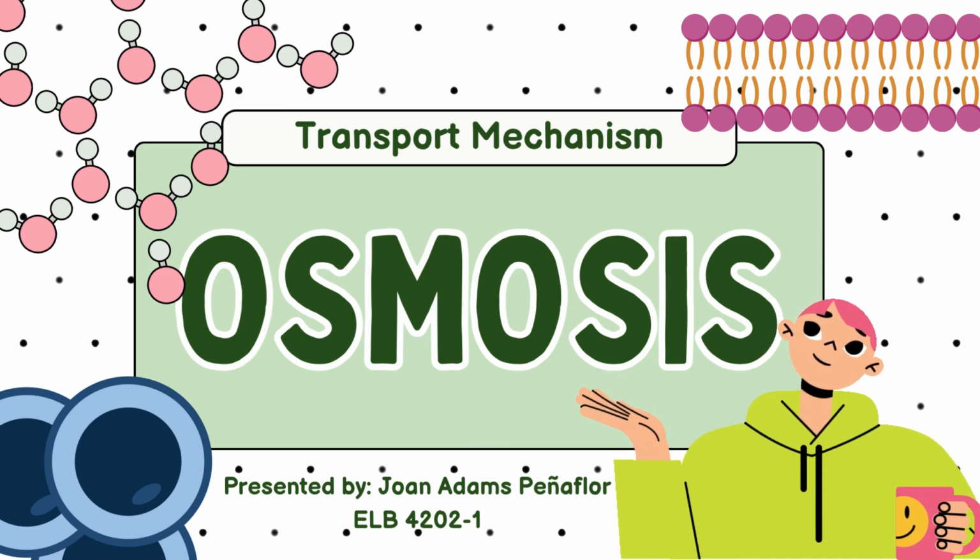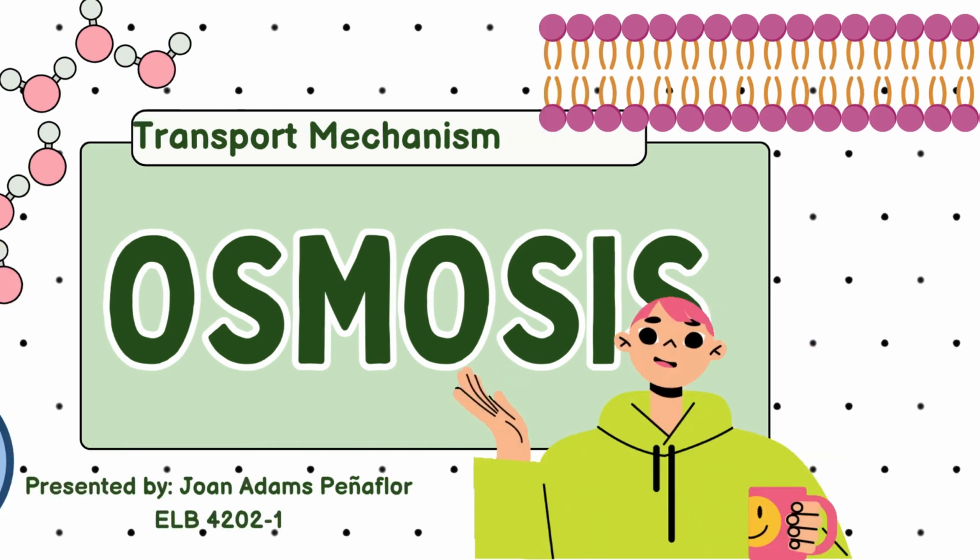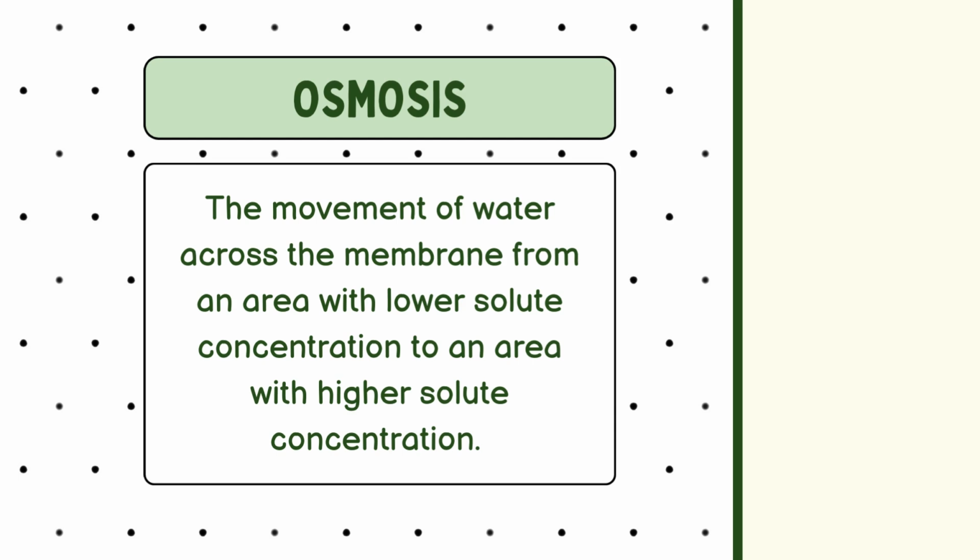So, what exactly is osmosis? Osmosis is the movement of water molecules through a selectively permeable membrane from an area of low solute concentration to an area of high solute concentration. The water moves to balance the concentration of solutes on both sides of the membrane.